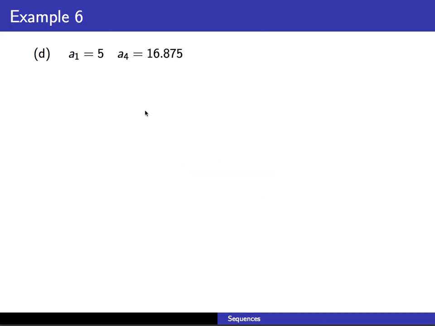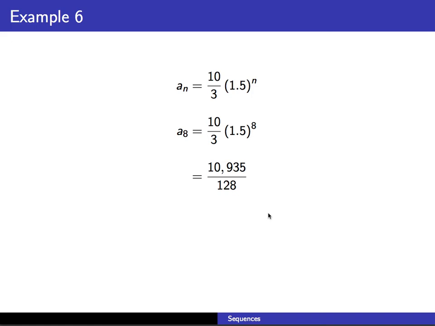Part D, we have our starting term is 5 and our fourth term is 16.875. So we'd have to go 3 times. We'd have to multiply by r to get from a1 to a4. So 5 times r cubed, that's 5 times r times r times r, equals 16.875. Divide both sides by 5 and then cube root, and we get r equals 1.5. So our starting term is 5, but our y-intercept is 5 divided by 1.5, which is 10 thirds. So we have 10 thirds times 1.5 to the n power. Plug in an 8 for n, and we get 10,935 over 128 for our 8th term.